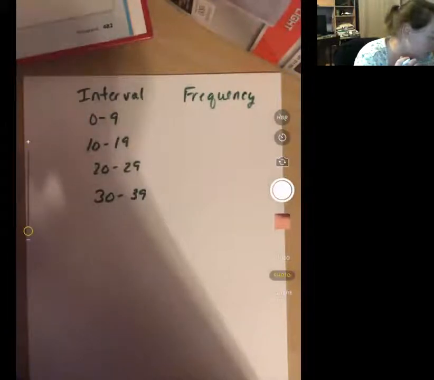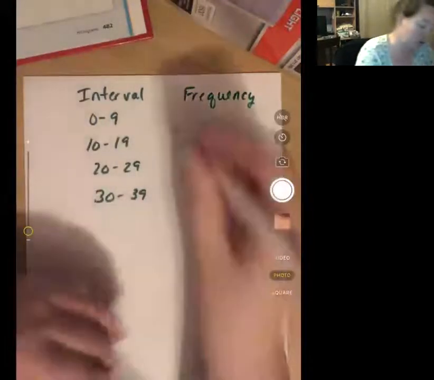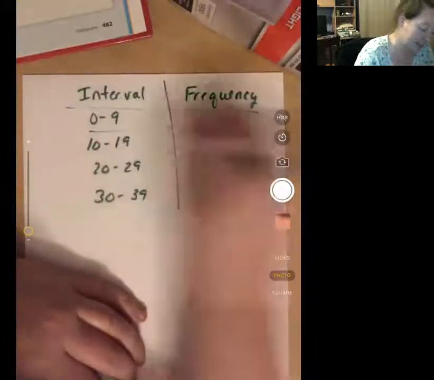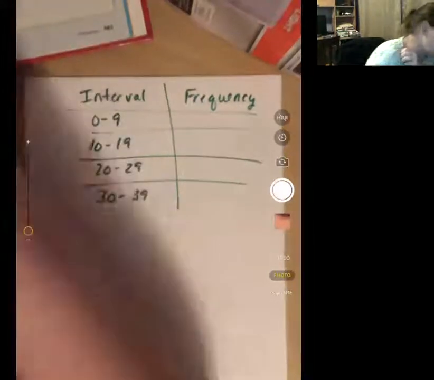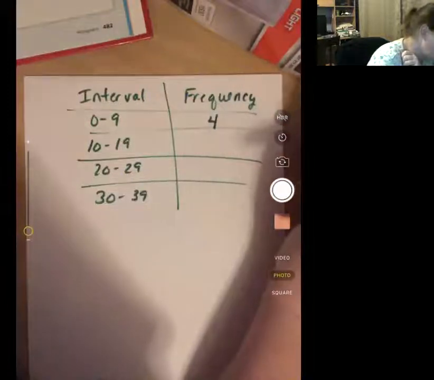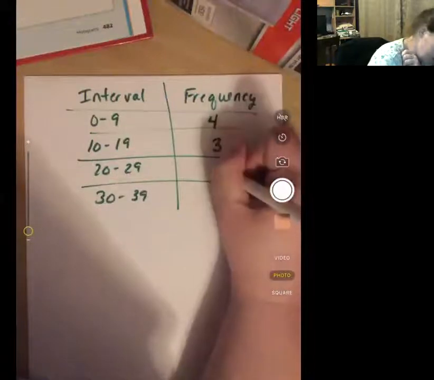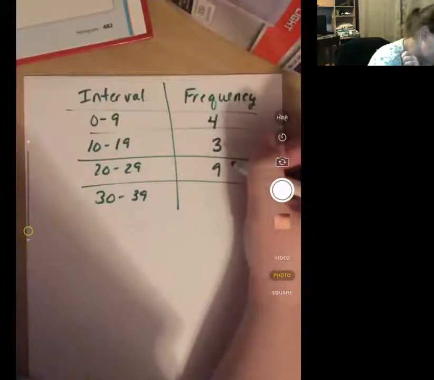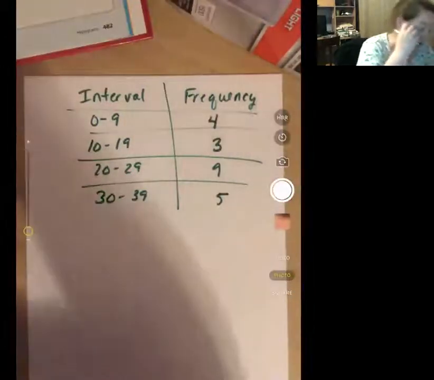They already put all the numbers in order for you. So you just need to count up until you get to where you're at. So 1, 2, 3, 4 from 0 to 9. 1, 2, 3, 3 from 10 to 19. 1, 2, 3, 4, 5, 6, 7, 8, 9 from 20 to 29. And 1, 2, 3, 4, 5 from 30 to 39.